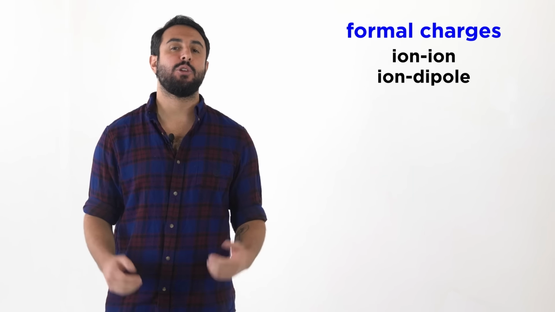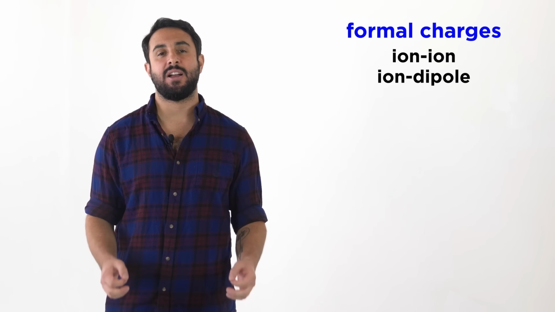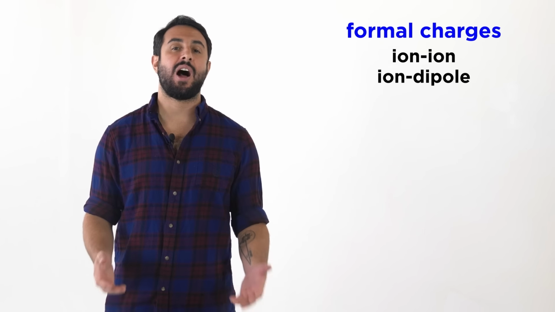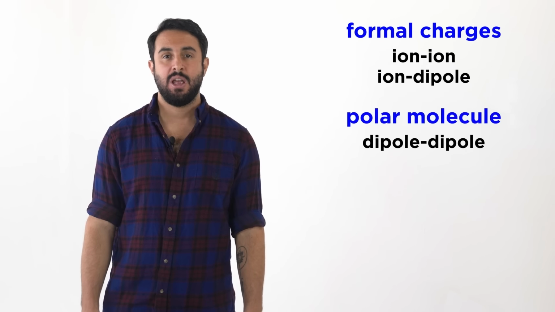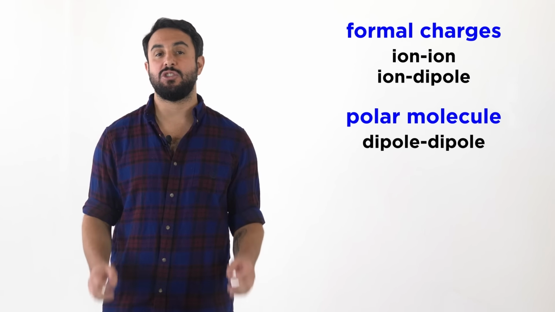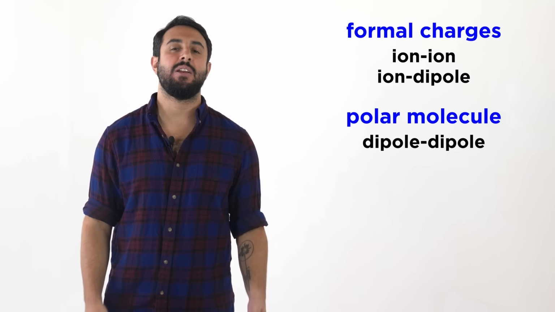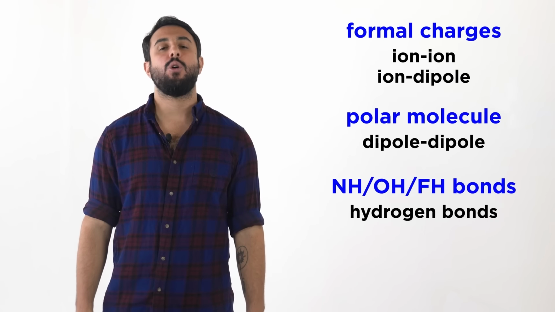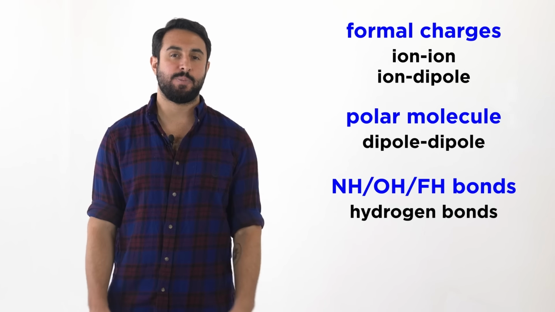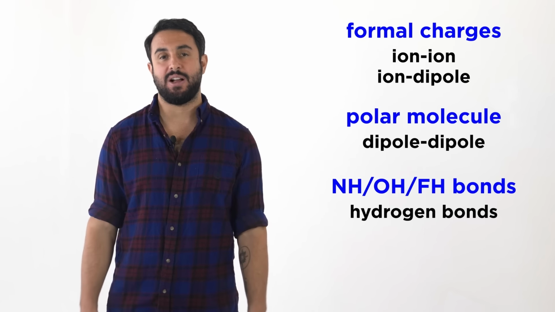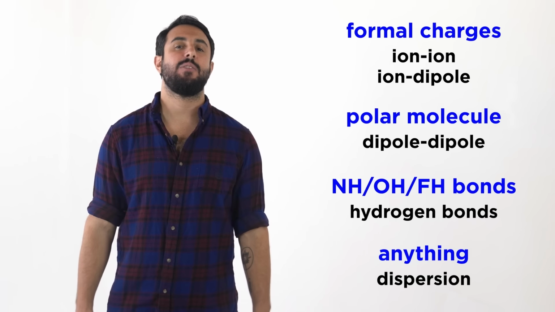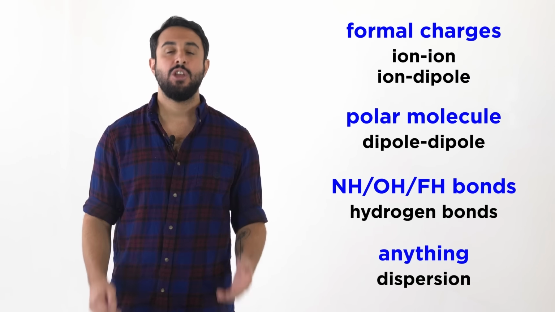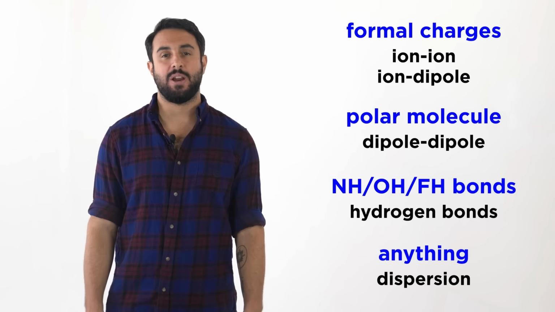So when looking at some substance and trying to assess what types of intermolecular forces it can participate in, we just check for a few things. If it bears formal charges, it can participate in ion-ion interactions with other ions, or ion-dipole interactions with dipoles. If it is a polar molecule, which we will need to know its geometry to determine, it can participate in dipole-dipole interactions. Only if there are NH, OH, or FH bonds present can it participate in hydrogen bonds, and literally any chemical substance can participate in dispersion interactions. So that will always be the case no matter what we are looking at.